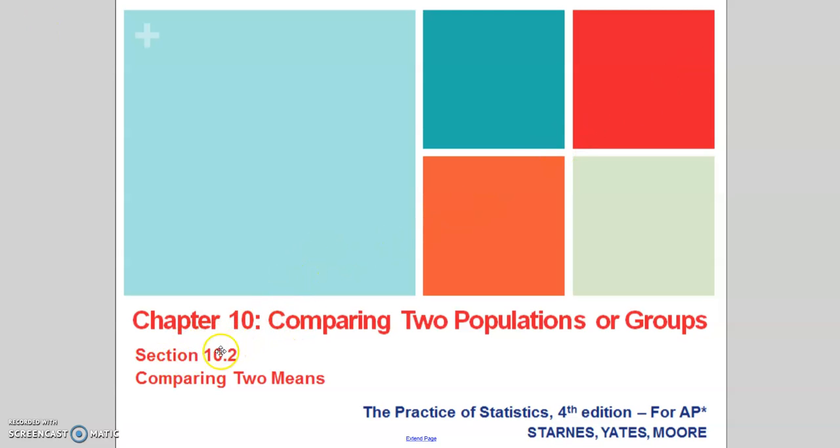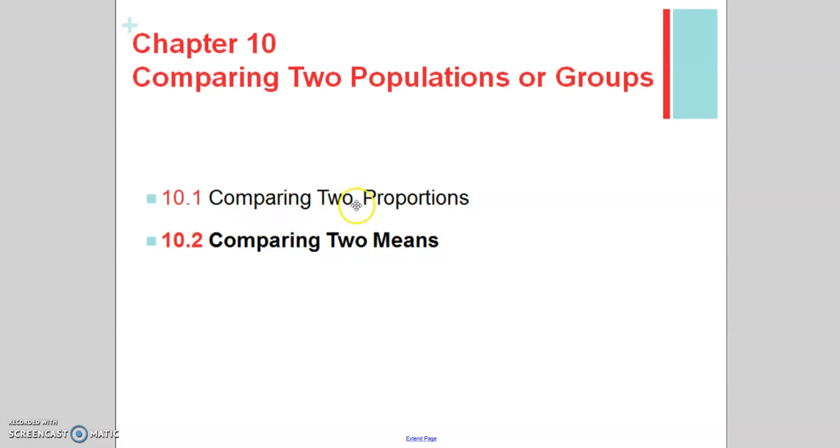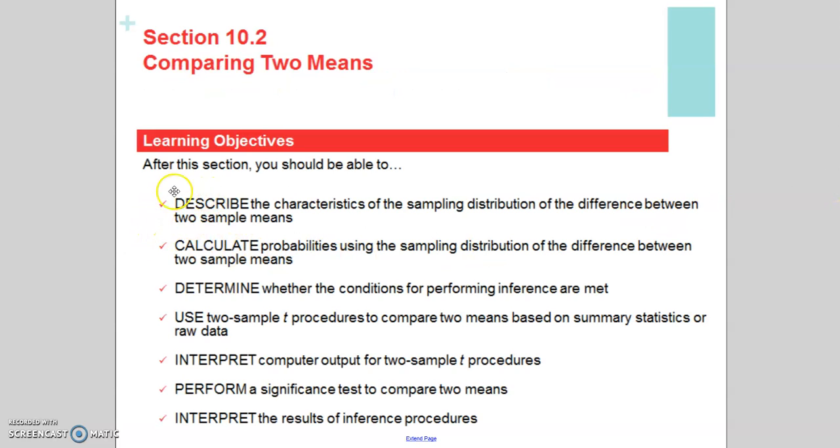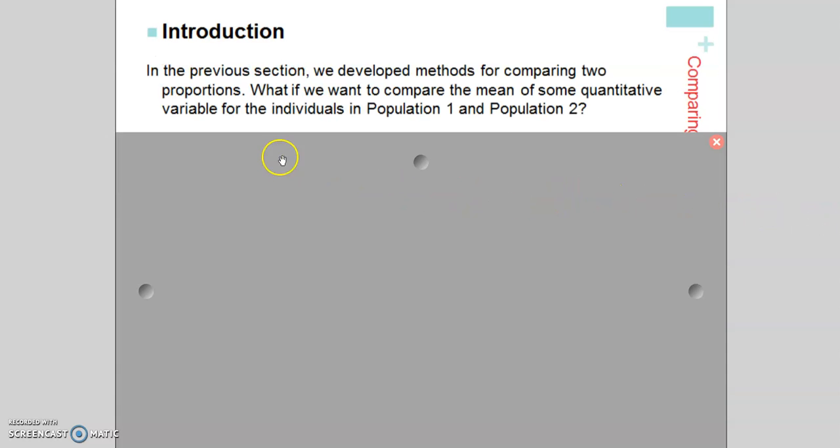Today we're going to start section 10.2. We're going to start looking at comparing two means. So in 10.1 we were comparing two proportions. Now we're going to be comparing two means in 10.2. And we're going to start with this first objective here today. But first, let's talk about 10.2.